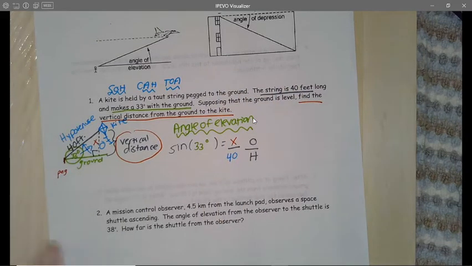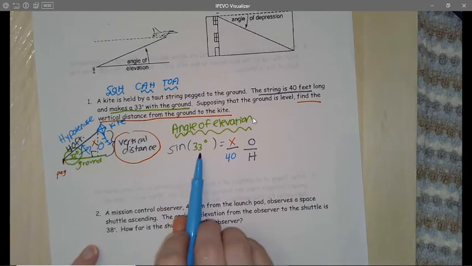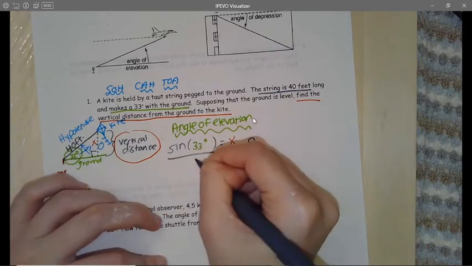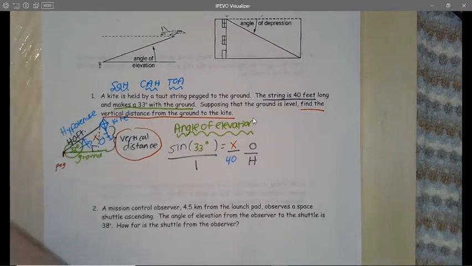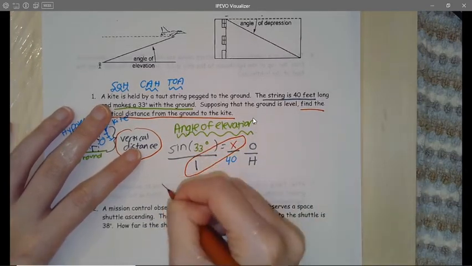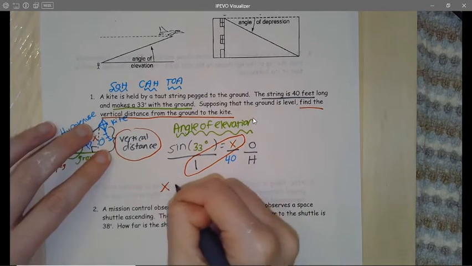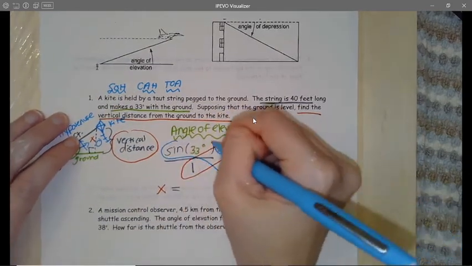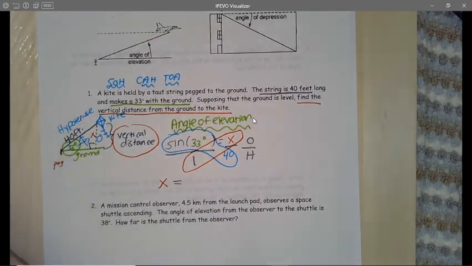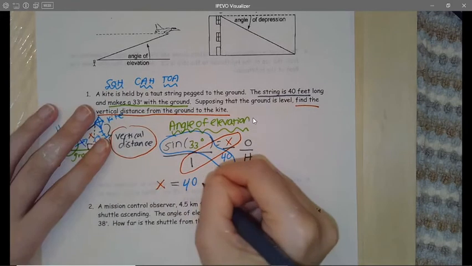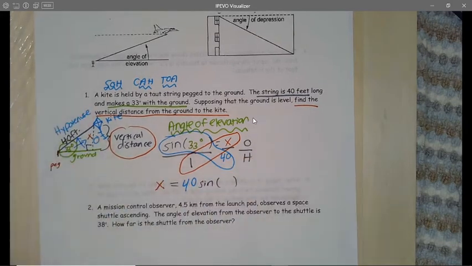So remember, when you're not solving for the angle, we're solving for a side length. When you're solving for the side length, this is when we're going to be cross multiplying. So I'm going to put my sine over 1, and cross multiply. So 1 times x is x, and this will equal 40 sine of 33 degrees.